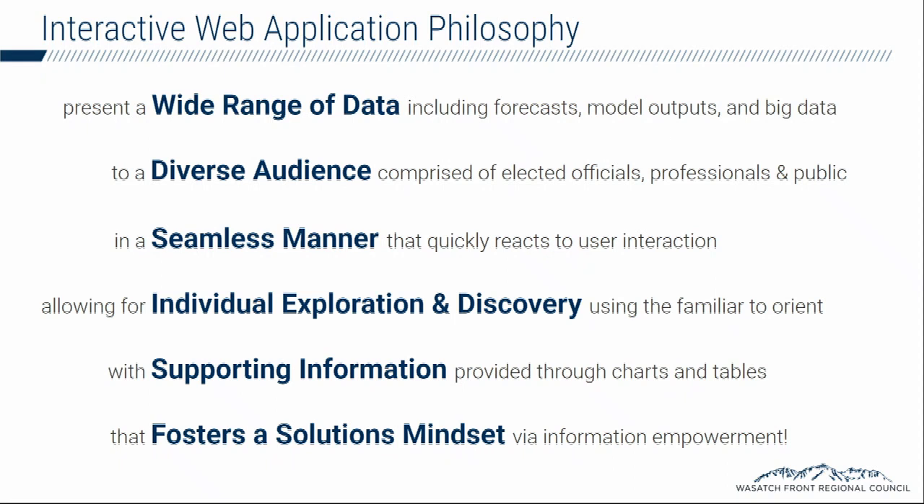So we get lots of data from those sources. We also have big data. We've acquired StreetLight data together with UDOT and other agencies in the state. We use that. So we're trying to take all this data and present it in a way to our diverse audience. We have elected officials, we have professionals that work for cities and states and agencies, and also the public.